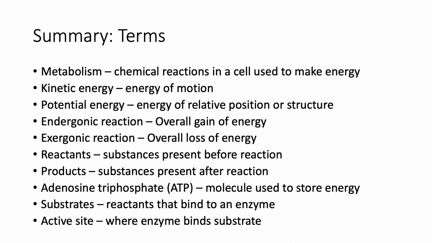All right, I'm going to be wrapping up this lecture with a list of vocabulary to remember. Metabolism consists of any chemical reaction used by the cell to make energy. Kinetic energy is the energy of an object in motion. Potential energy is the energy of an object that's in a certain relative position or resulting from structure. Endergonic reactions are reactions where the energy is inputted, while in exergonic reactions, the energy is released.